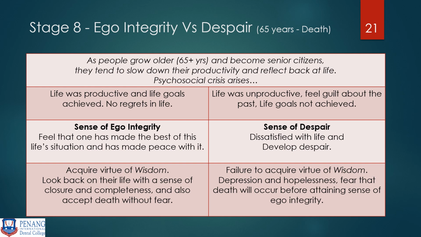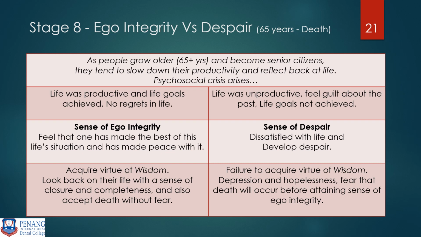So they will have this sense of calmness, and they will develop this virtue of wisdom, which is basically looking back on their lives with a sense of closure and completeness, and also accepting death without fear. So these are the people with wisdom who will give you good advice on what to do in life, because they have seen life, they have reflected on life, they have made a lot of mistakes and have learned from them, and then they will give you some wisdom to learn.